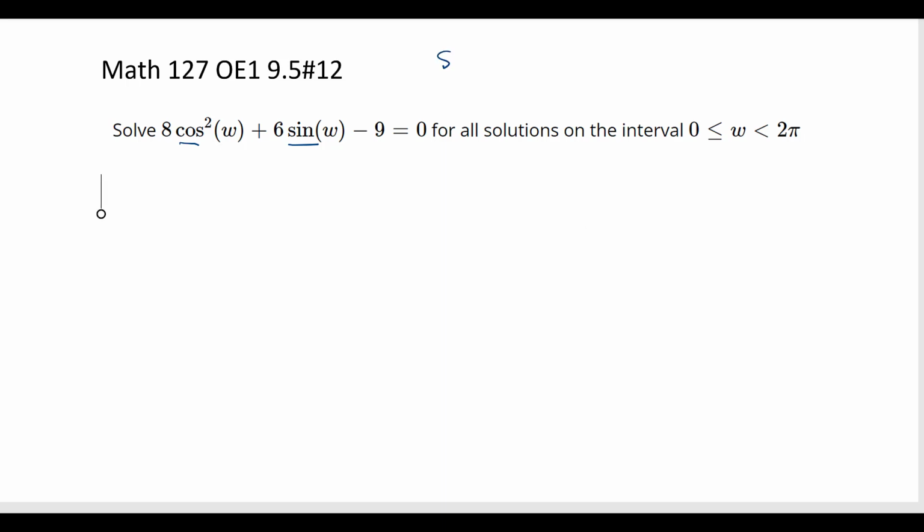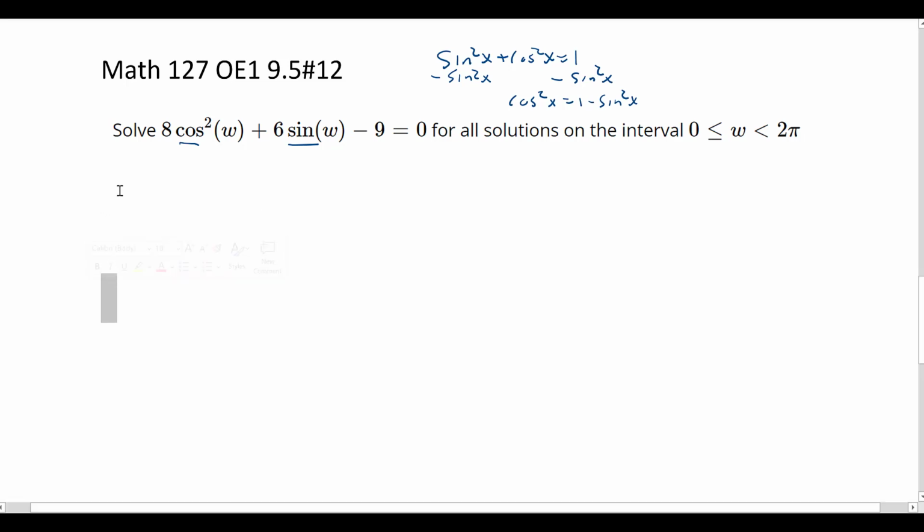Building off the property that sine squared x plus cosine squared x equals 1, the Pythagorean identity, if we were to solve for cosine squared, I'll subtract sine squared x from both sides. And I'd have cosine squared x equals 1 minus sine squared x. So this could be turned into 8 times 1 minus sine squared omega, or w, plus 6 sine w minus 9 equals 0.